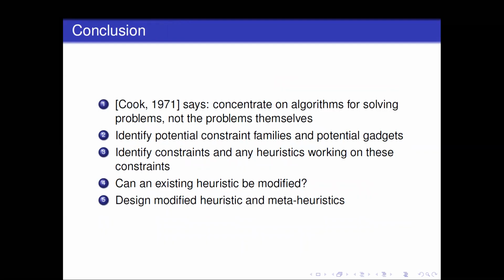So the conclusion. Cook says, concentrate on algorithms for solving problems, not the problems themselves. We can represent them as integer programs, and as such, we can then look at constraint families and the potential gadgets between them. And we can identify constraints and the heuristics working on these constraints and see if they can be modified. And in that way, we can design modified heuristics and meta-heuristics.